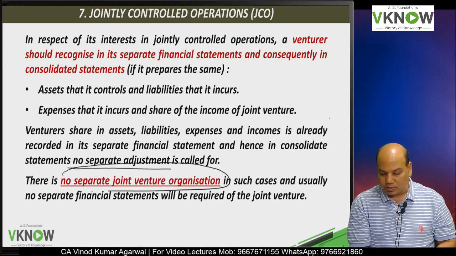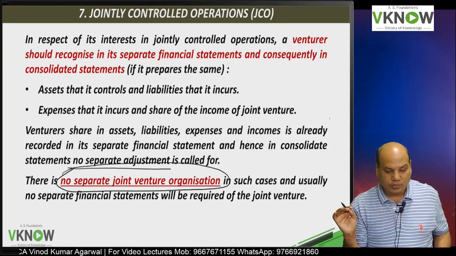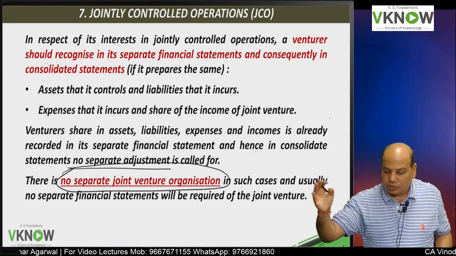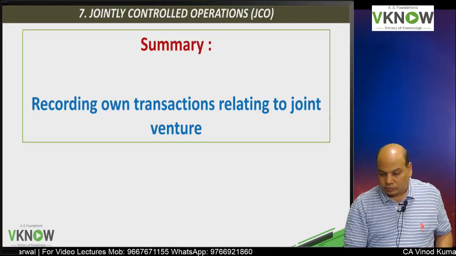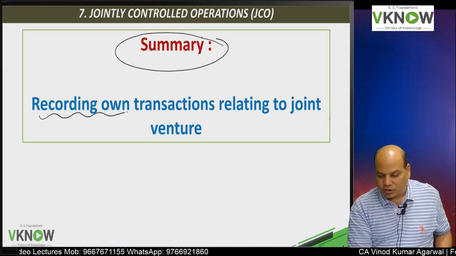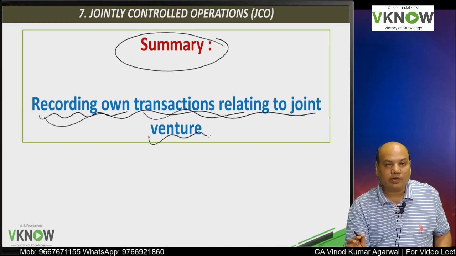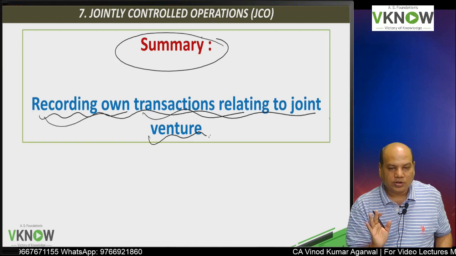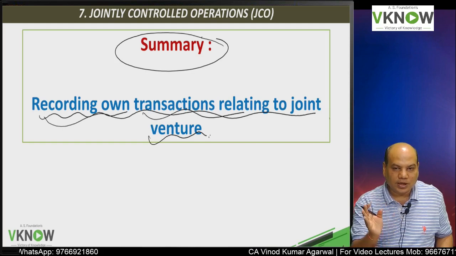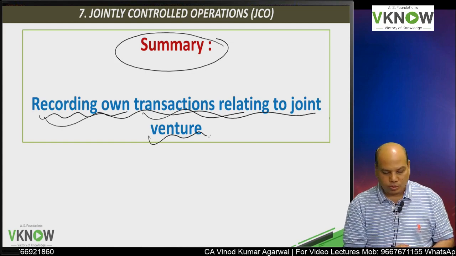Most importantly, keep in mind, no new entity is created under jointly controlled operation. If a new entity is created, it will become jointly controlled entity, case 3, which we will discuss tomorrow. So the summary of the accounting treatment is, each venturer will record own transactions relating to joint venture in his own books. Each venturer will record his share in revenue, expense, asset, liability, and his own asset and own liability in his own books.